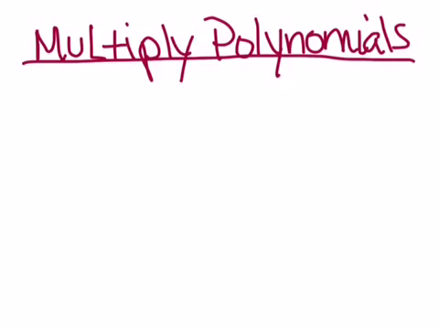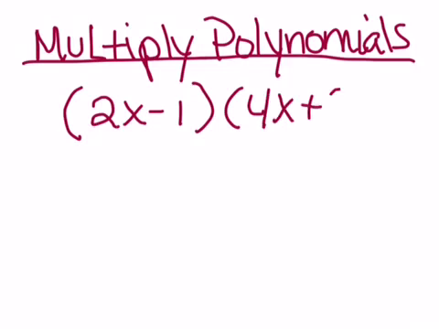So we're going to work on multiplying, and I'm going to start with two binomials. So we're going to multiply 2x minus 1 times 4x plus 3. Okay, so now you may have heard of the FOIL method, but if the polynomials are anything bigger than two binomials, it gets very complicated and easy to make mistakes.